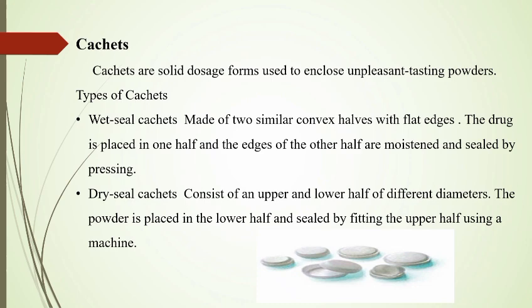Next is powders dispensed in sachets. First, let's see what sachets are. Sachets are solid dosage forms used to enclose unpleasant-tasting powders. There are two types of sachets: wet seal sachets and dry seal sachets. Wet seal sachets are made up of two similar convex halves with flat edges. Here, the drug is placed in one half, and the edges of the other half are moistened and sealed by pressing. In dry seal sachets, upper and lower halves of different diameters are used. The powder is placed in the lower half and sealed by fitting the upper half using a machine.